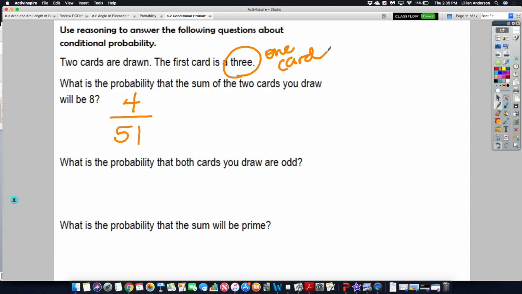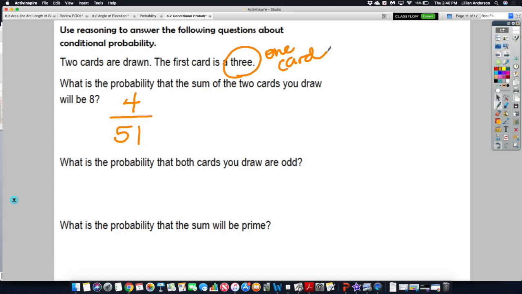This right here was the first card, so we had to take that out. So this is more like your basic probability problem. This first one was. Now it's saying, what is the probability that both cards you draw are odd? Both cards you draw are odd.